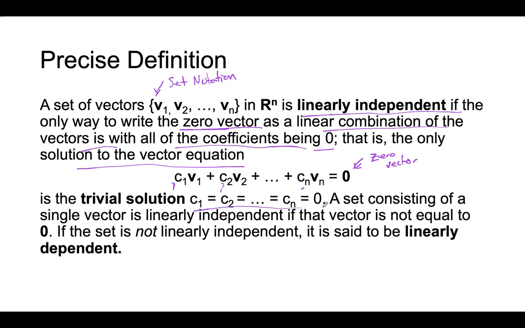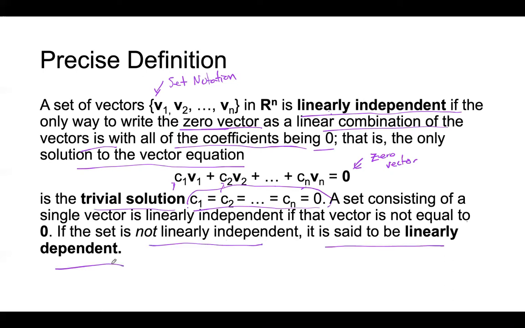So all these coefficients have to be equal to 0. So the only solution is the trivial solution. Therefore, it is linearly independent. A set consisting of a single vector is linearly independent if that vector is not equal to 0. If the set is not linearly independent, it is said to be linearly dependent.